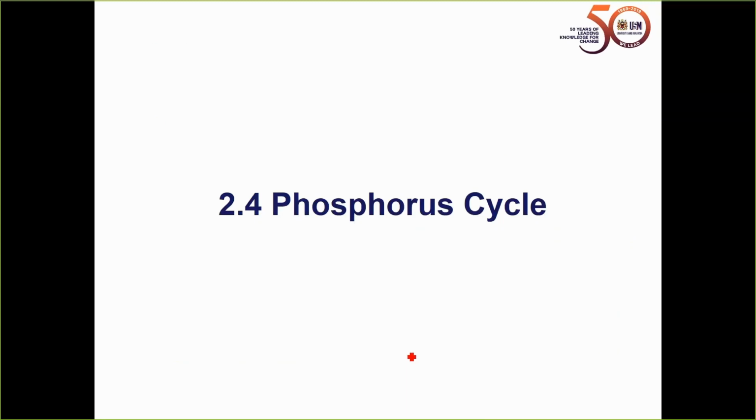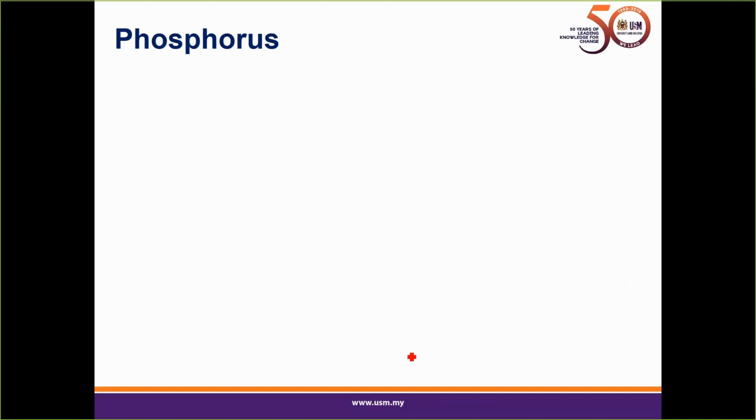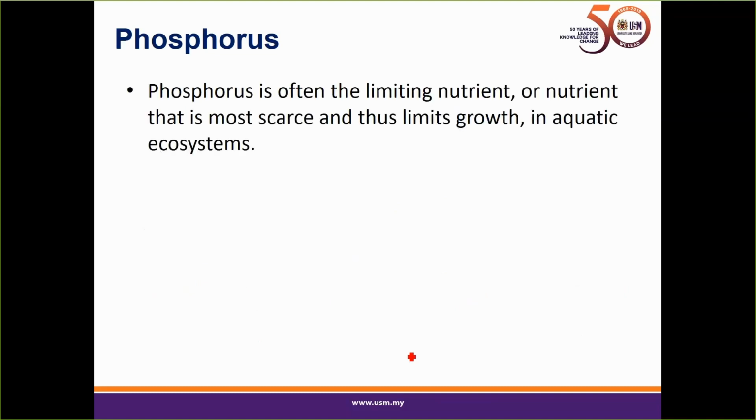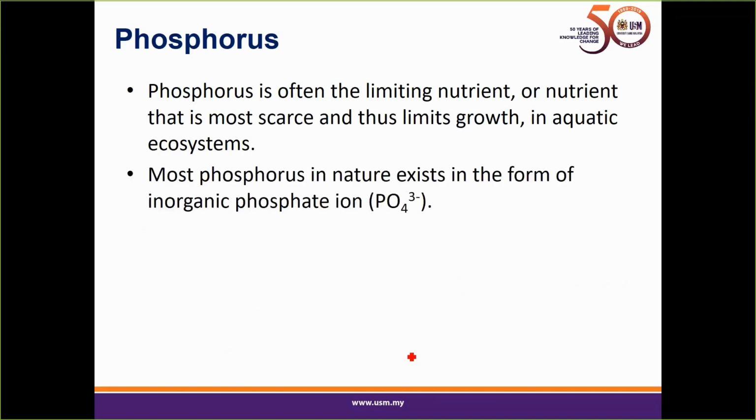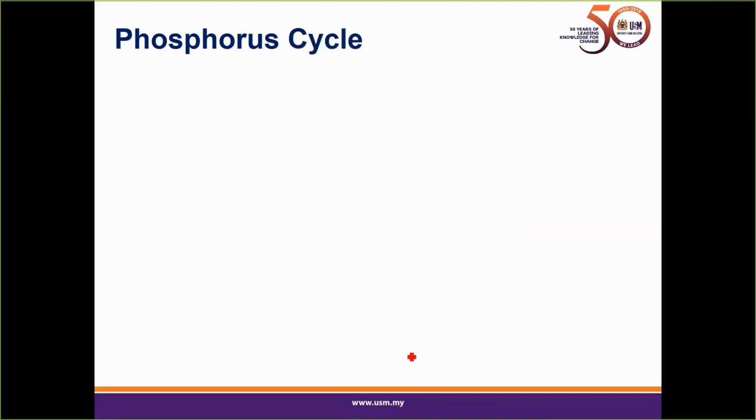Next is the phosphorus cycle. Phosphorus is an essential nutrient found in the macromolecules of humans and other organisms, including DNA and ATP. Phosphorus is often the limiting nutrient, the one that is most scarce and thus limits growth in aquatic ecosystems. Most phosphorus in nature exists in the form of inorganic phosphate ion. It is found as phosphate salt in terrestrial rocks and ocean sediment.